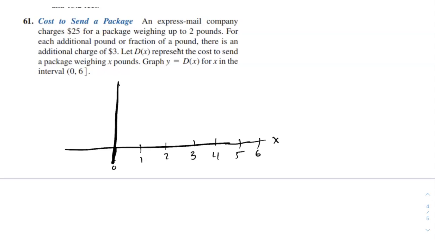And then here's my charge. So D is the charge. An express mail company charges $25 for a package weighing up to 2 pounds. So everything 2 pounds and below is $25. So let's say this is $25, with an open circle all the way to 2 pounds. So let's go like that.